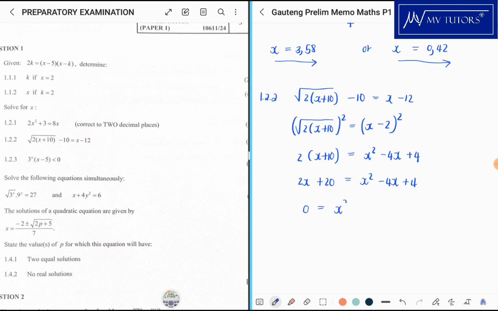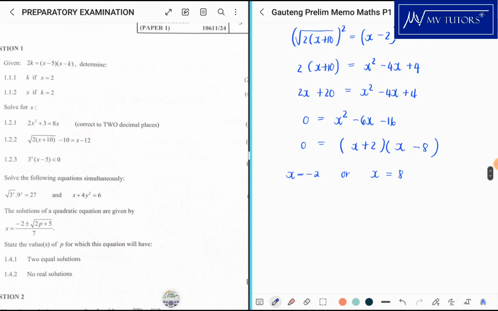So x squared is fine. Then we have minus 4 minus 2x, so that's basically going to be negative 6x. And if I say 4 minus 20, I will then have negative 16. Now I need to ask myself, what will give me negative 6 as well as 16? So 2 times 8, right? That gives me 16. And if I say minus 8 plus 2, that will give me minus 6. So basically x is equal to negative 2 or x is equal to 8.